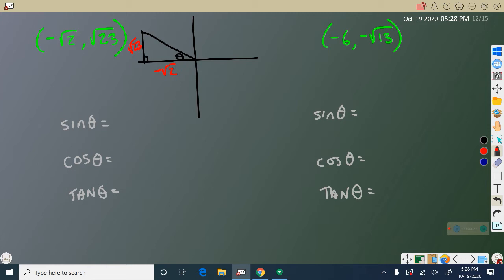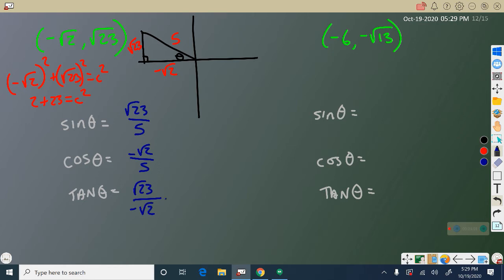My x was -√2, my y was +√23. To find the hypotenuse, (-√2) squared plus (√23) squared equals my hypotenuse squared. Square roots and squares are just going to cancel each other out. 2 plus 23 equals c squared. Hey, we're going to get 5 for our hypotenuse there yet again. So now I can fill in my values. Sine is opposite over hypotenuse. Cosine is adjacent over hypotenuse. And tangent is opposite over adjacent.